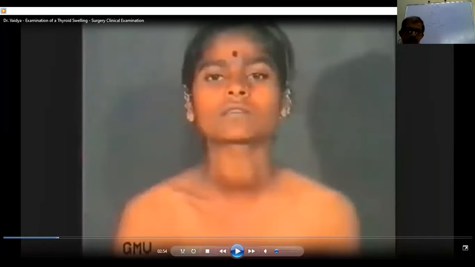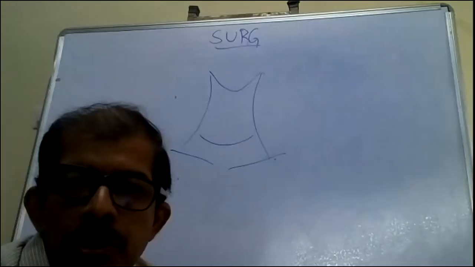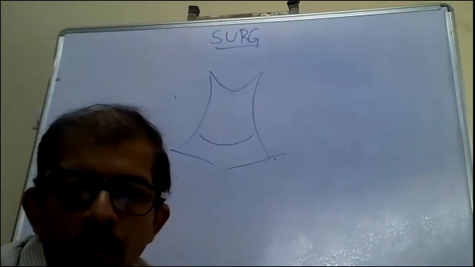And finally the trachea. Is it in the midline? First of all, is it seen or not? In retrosternal goiter, you will not be able to see the trachea. Whereas in other swellings, you may be able to see the trachea. Then is it in the midline or deviated? So that is as far as inspection is concerned. In the next class, we will talk about the palpation of a thyroid swelling. If you have any doubts, anybody can ask me in 2 minutes time.